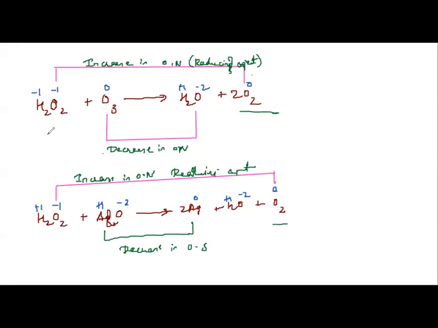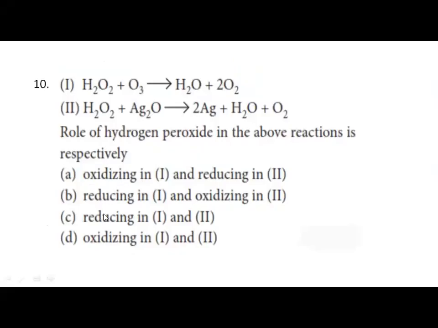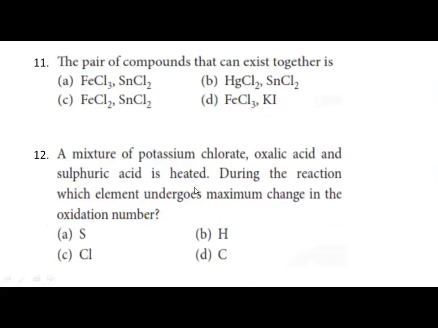H2O2 acts as reducing agent in both the reactions. Yes or no? Here also it is reducing agent. What it is reducing? In this case, it is reducing ozone to H2O. And in this case, it is reducing silver oxide to silver. So in both the cases, it acts as reducing agent. So which forms the correct option? Reducing agent in 1 and 2.